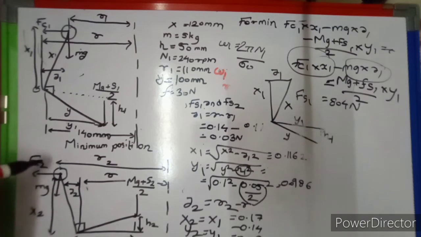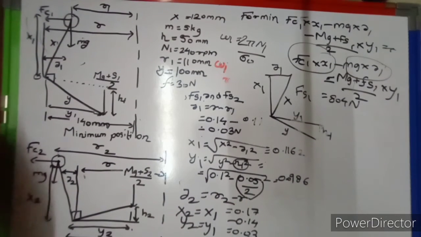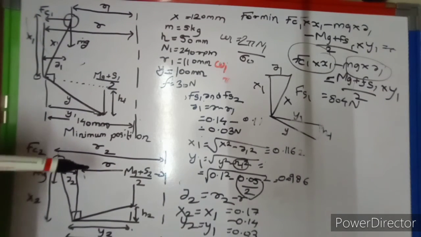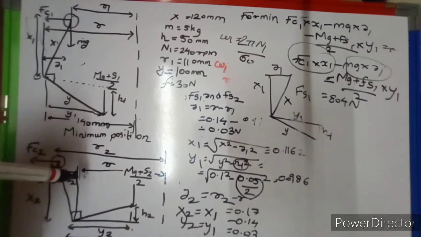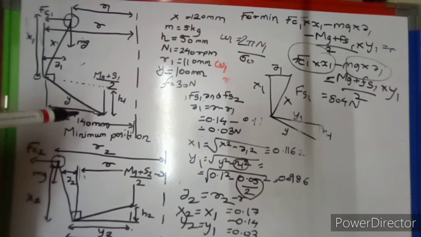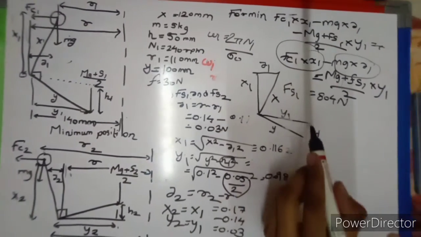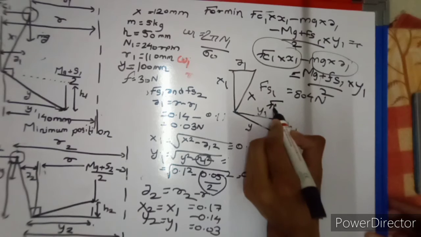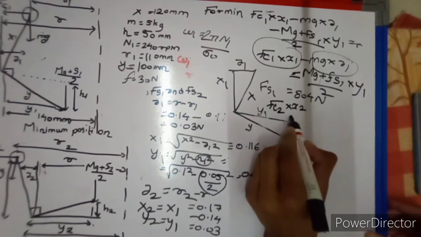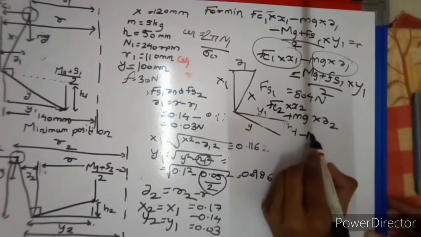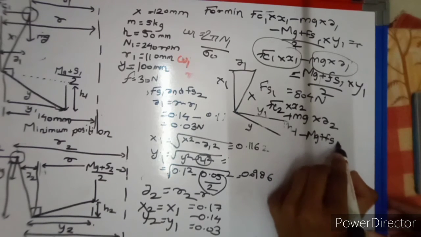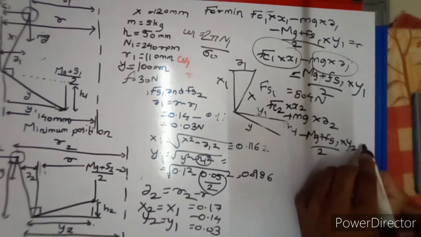The mg part will be positive here, since a2 is inside. See, it is displaced outwards. The ball arm is displaced outward, so it will be like this. That is Fc2 into x2 plus mg into a2 minus mg plus Fs1 upon 2 into y2 equal to 0.